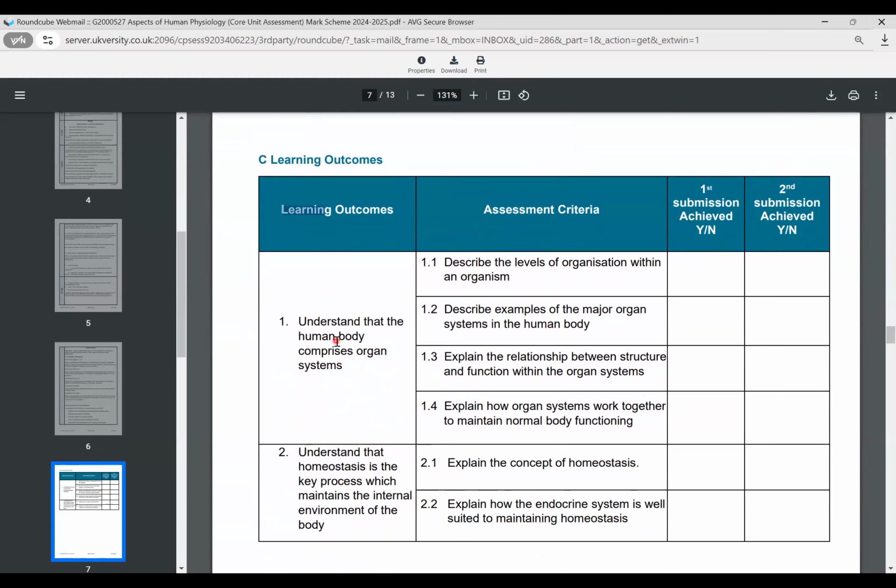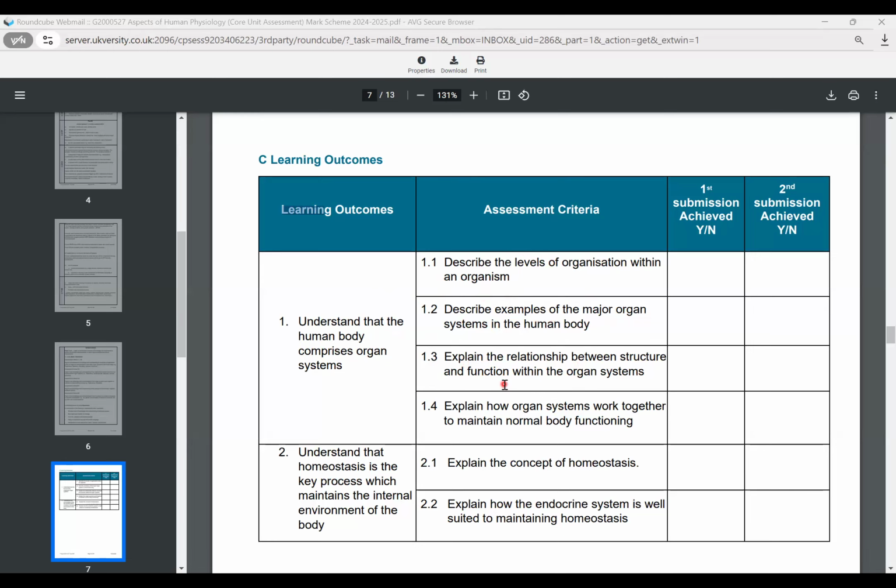The first learning outcome that we expect from you is to understand that the human body comprises organs and systems. Every human body cannot work without organs and systems. So we have organs to support our cells and systems. Here you would want to know how to describe the levels of organization within an organism, describe examples of major organ systems in the body. We'll talk about that. Explain the relationship. So every organ has a relationship with one another.